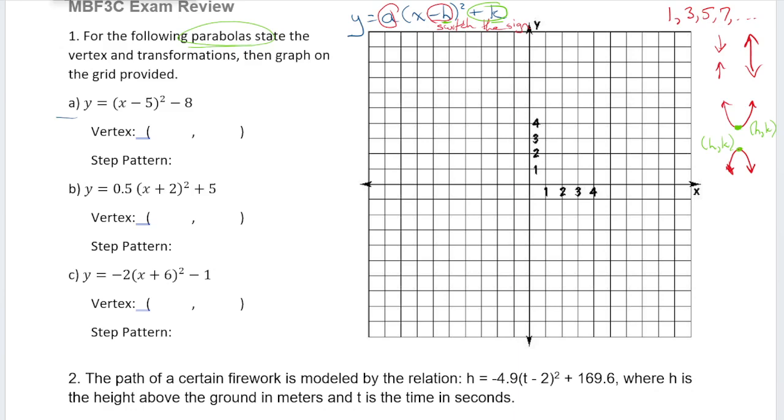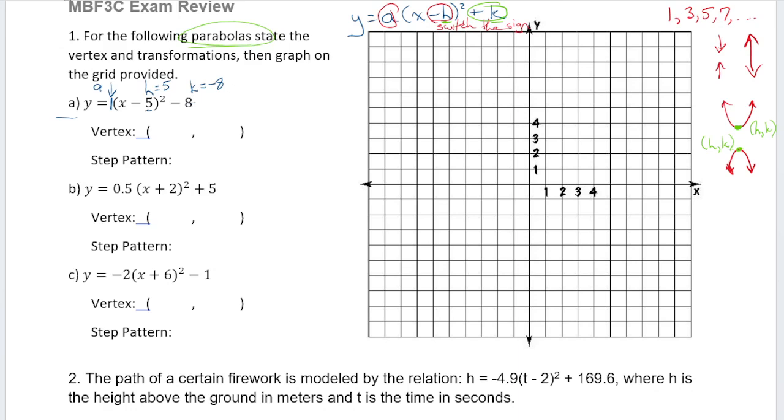y is equal to (x minus 5) squared minus 8. So we've got h is 5. It's x minus 5, I have to switch the sign. I just take that part. k, I do not switch the sign, so it's negative 8. And a would be right there. There's nothing there, but it's multiplying, so that means it would have to be a 1. So a is equal to 1.